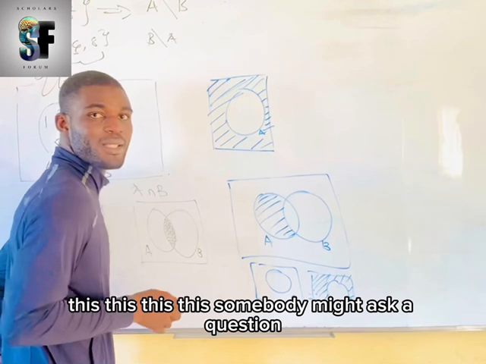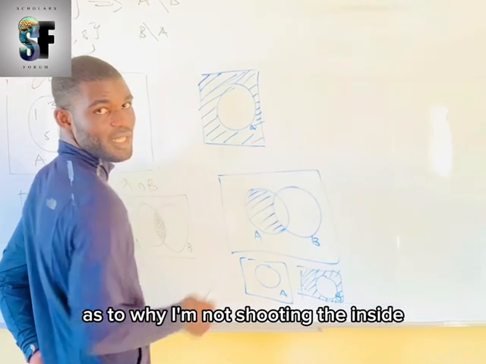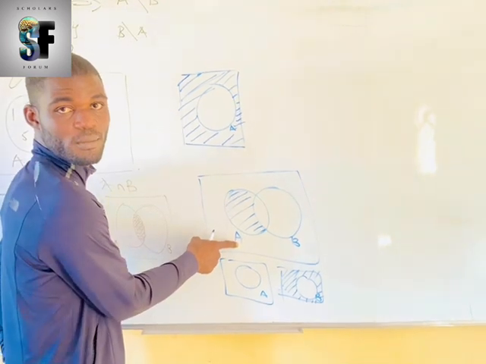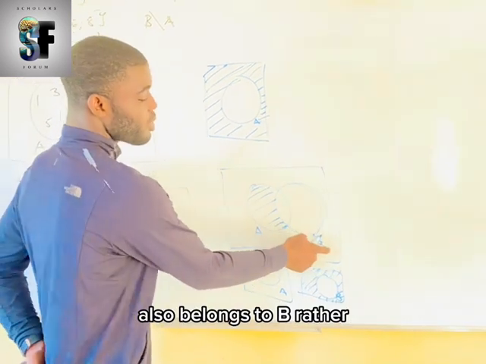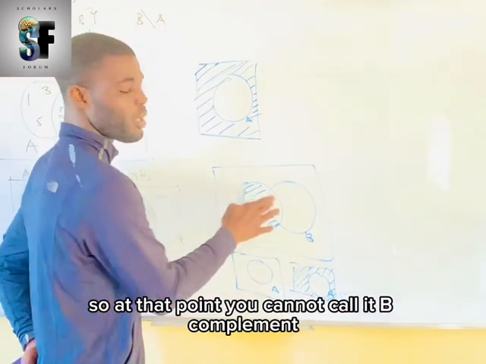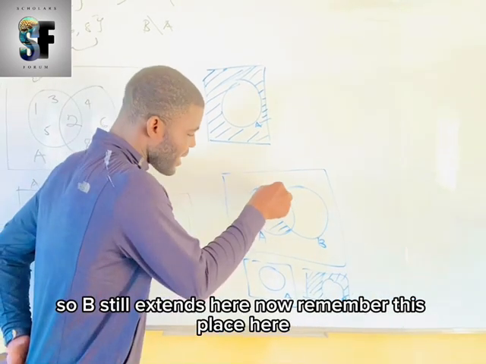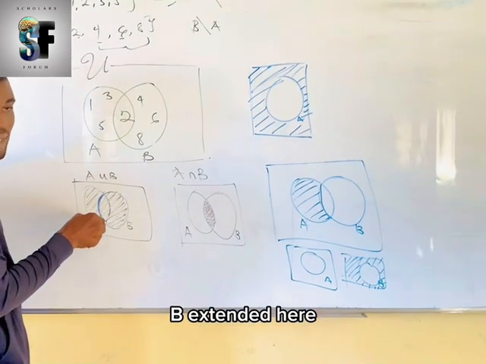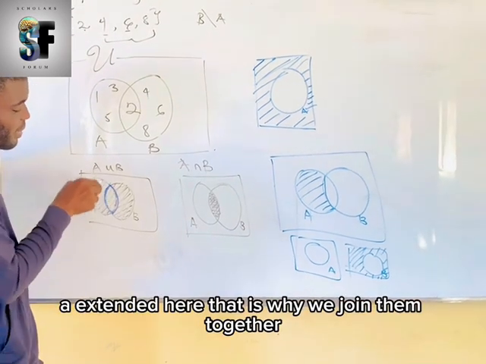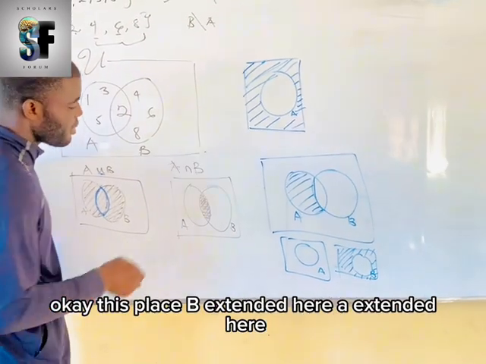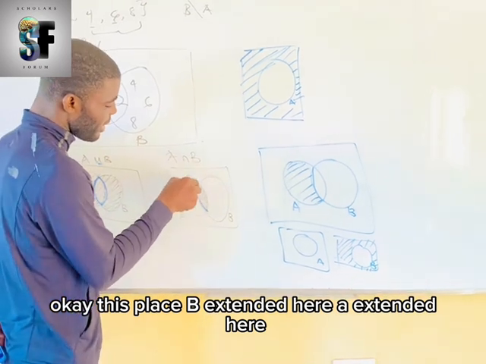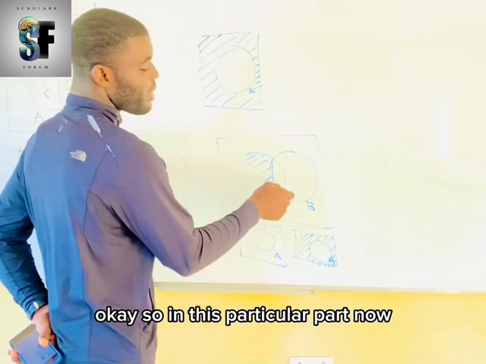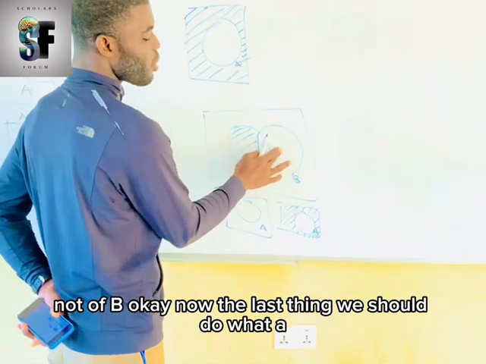B complement will be this. Somebody might ask why I'm not shading the inside. The reason is that what we are shading on the inside also belongs to B, so at that point you cannot call it B complement. So B still extends here, and A extends here. That's why we join them together. So B complement is anything not of B.